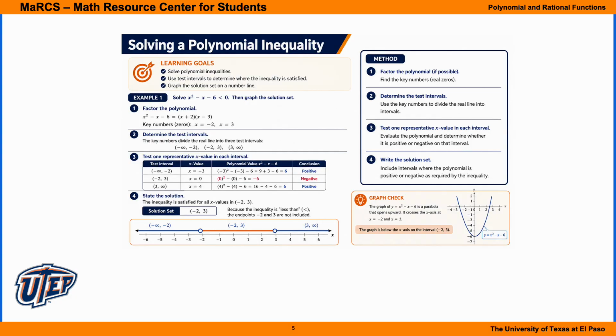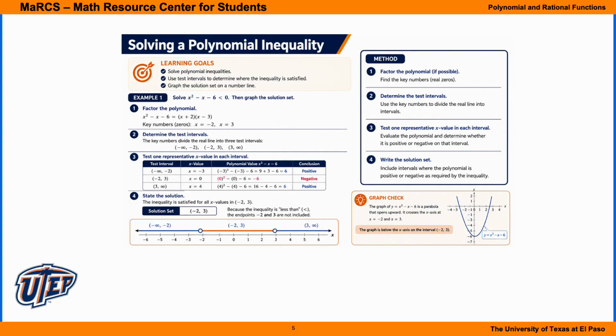Now for the interval 3 to infinity, we chose the value x is equal to 4. So f of 4 is equal to positive 6. So that value will not hold for this interval. So that means our solution set is the interval negative 2 to 3. And because the inequality is less than, so strictly less than, the endpoints negative 2 and 3 are not included.